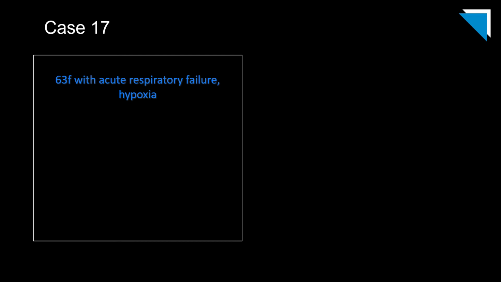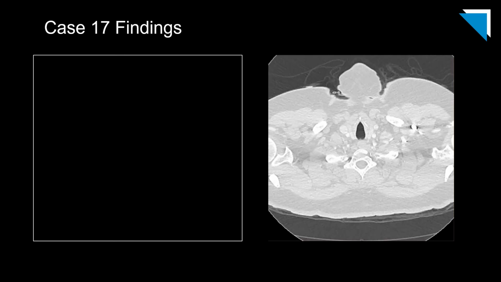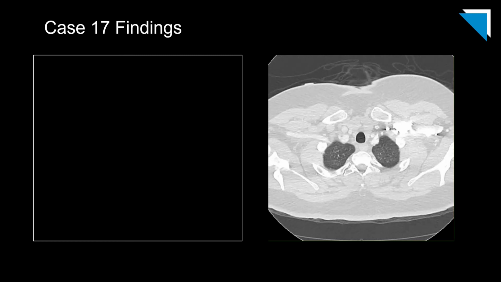Our next case is a 63-year-old woman with acute respiratory failure and hypoxia. I will tell you that this case also comes from one of the epicenters of the pandemic in this country, so while COVID was not specifically invoked by the referring clinician, I think it's appropriate to treat this case as a rule-out COVID. Let's scroll through the axial images together.